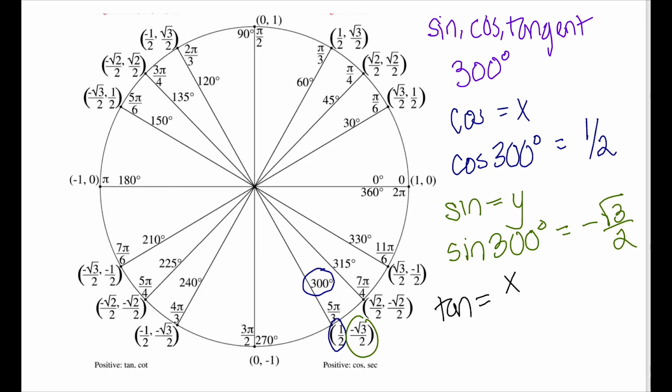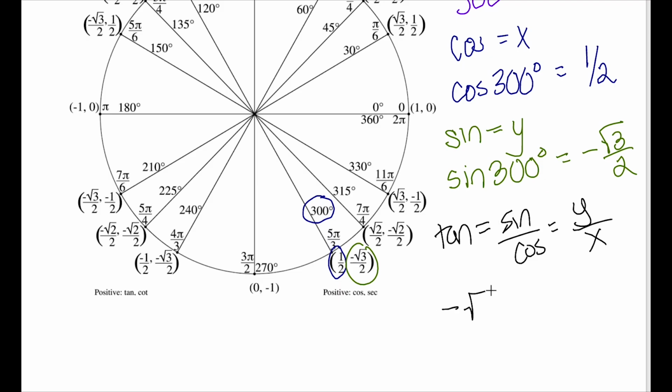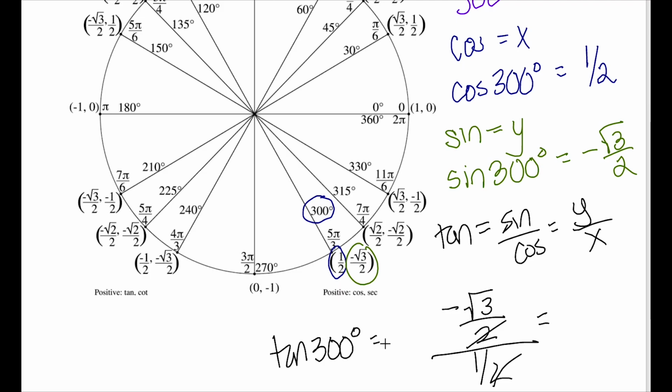Tangent is y over x, sine over cosine, or y over x, and my sine was negative root 3 over 2, and I divide that by my cosine, which is 1/2. So you can either keep, change, flip, or get rid of the same denominators, and the tangent of 300 degrees equals negative root 3 over 1, or just negative root 3.